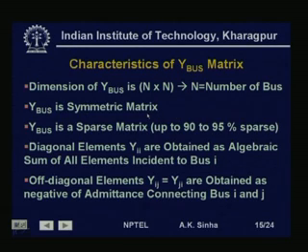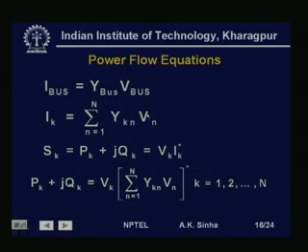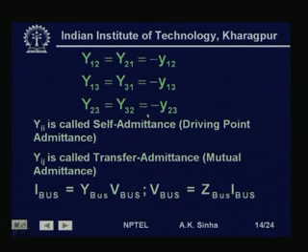Another characteristic that we see for this Y bus matrix is that it is a symmetric matrix. That is, what we are seeing here is Y12 is equal to Y21 is equal to minus small y12. So, Y12 is equal to Y21, Y13 is equal to Y31, Y23 is equal to Y32, that is, the matrix is a symmetric matrix.